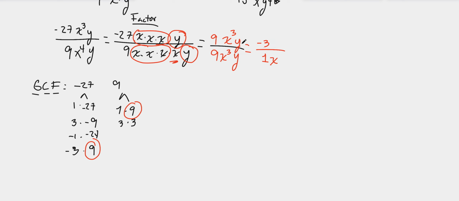Well, none, because I factored them out. And 1 times y is y, 1 times y is also y. So my answer for this particular problem will be negative 3 divided by x, and we are done with that problem.